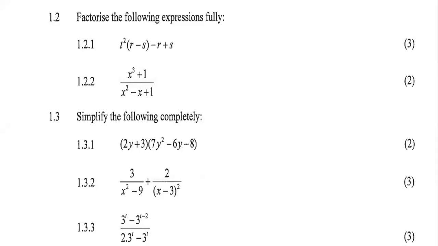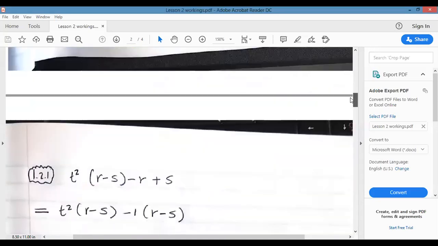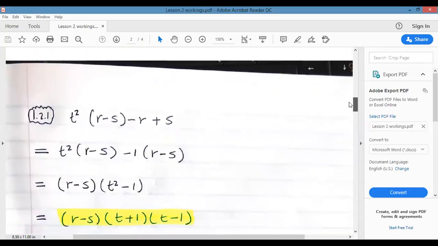So I need to stop sharing and go back to my workings again, okay? I need to share the screen. Share. Okay, cool. Oh, perfect. Now, let's look at this one, boys and girls. Okay, cool. Just a second.